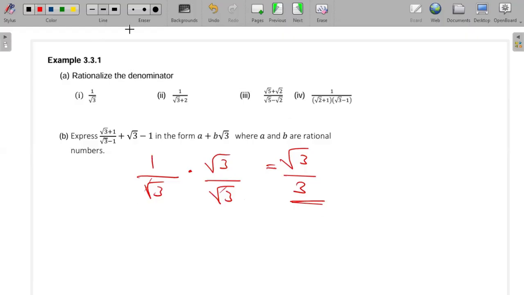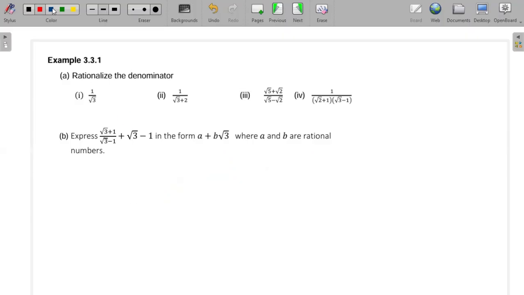Okay, so the next one, we rationalize 1 over root 3 plus 2. 1 over root 3 plus 2.